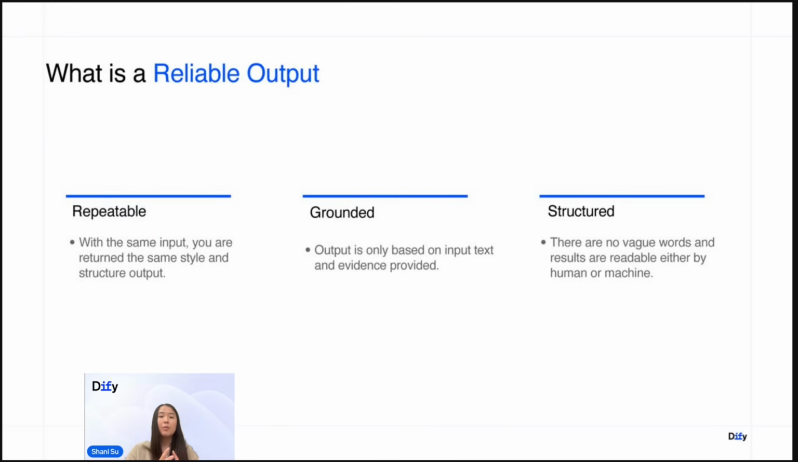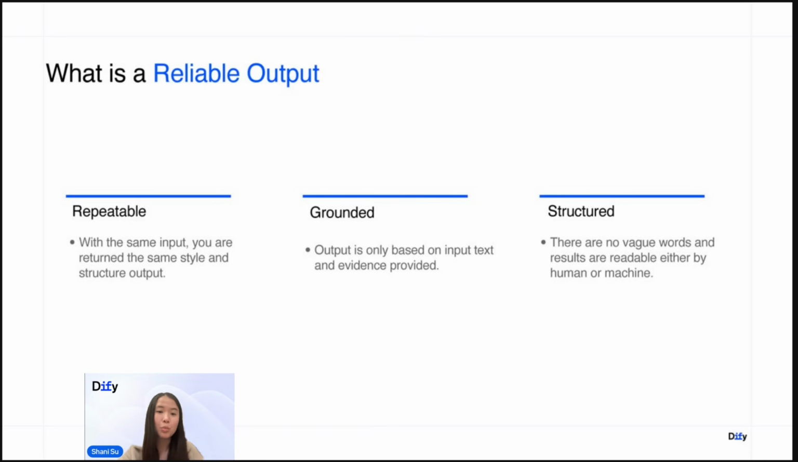What defines a reliable output? Whenever we want an output from an LLM, whether in general or within a Dify workflow, we want outputs that are repeatable, grounded, and structured. Repeatable means that with the same inputs, you are returned the same style of output and the same structure. That allows you to take whatever output you have and use it in a future node in our workflow, or just extract it to wherever you want to put it outside of Dify or in your daily lives.